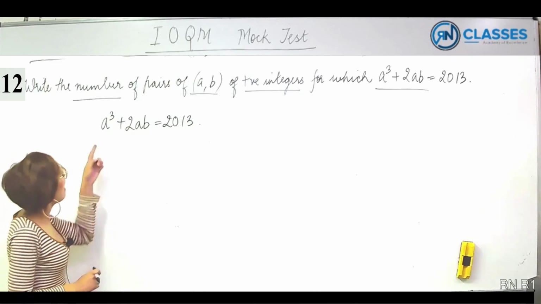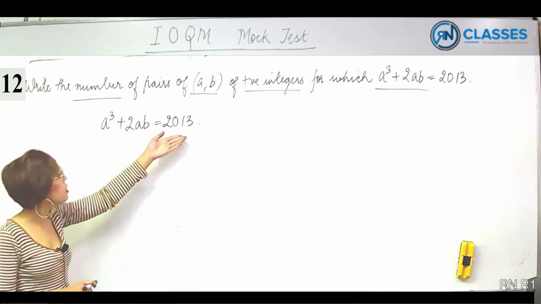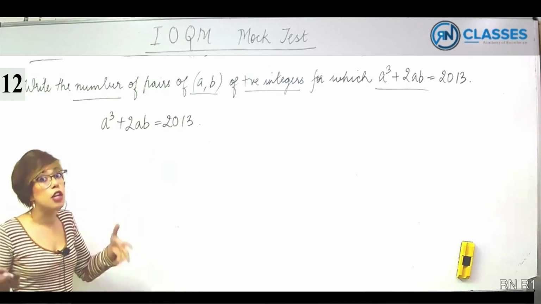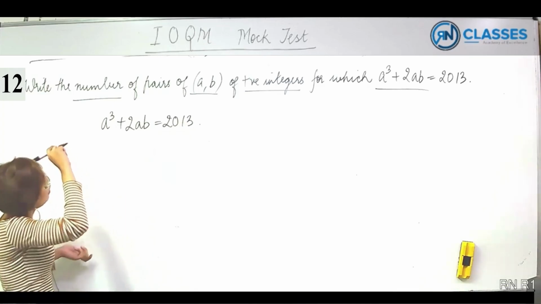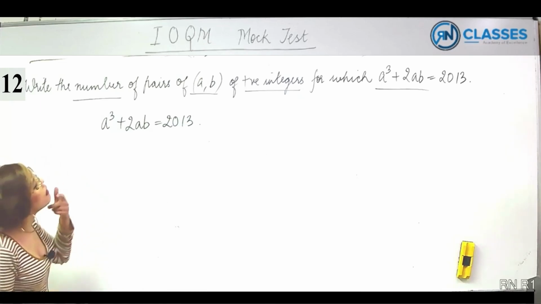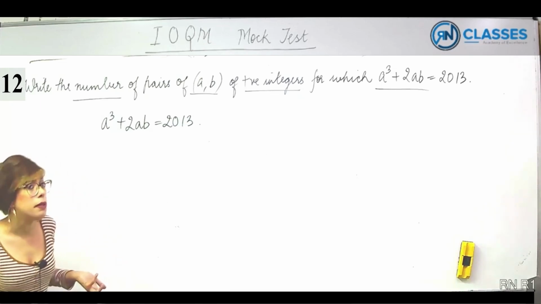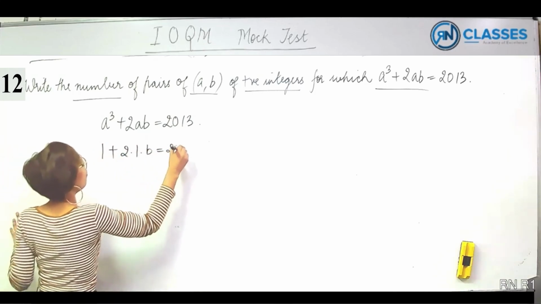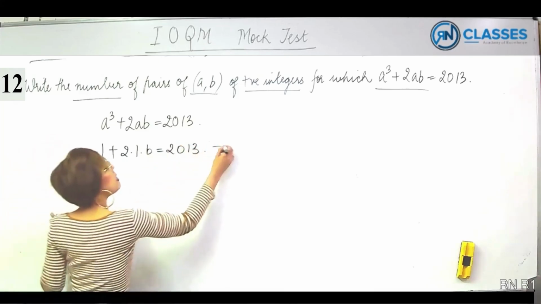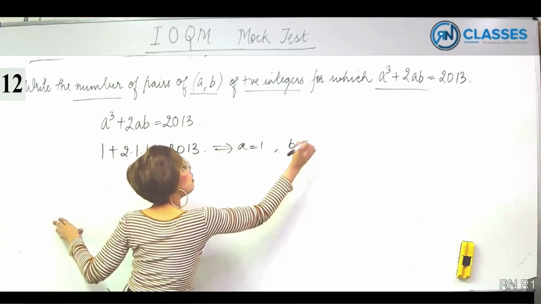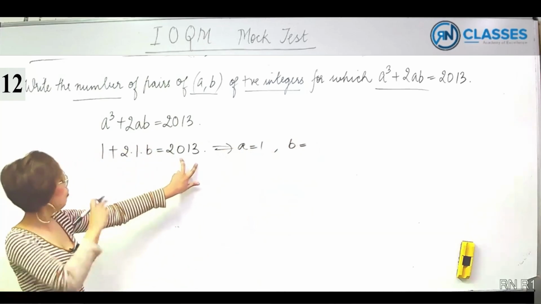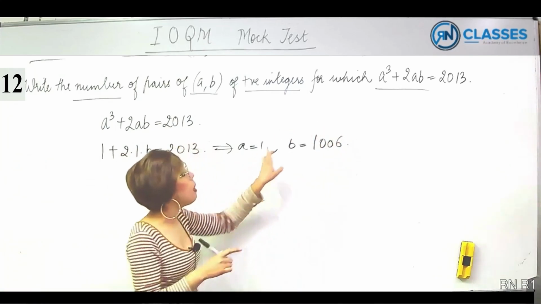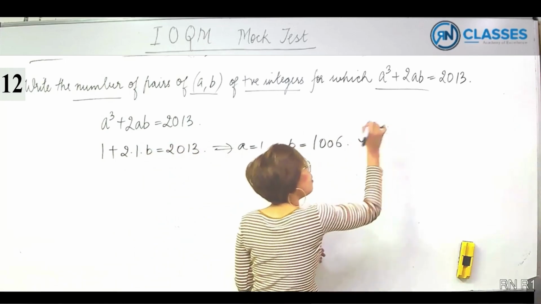Now, mind it, here I have A cube and here I have 2013. This is a very small number because when we cube numbers, it becomes very large very quickly. So, let me see. A is a positive integer, so the minimum possible value of A is 1. So, 1 plus 2 into 1 into B is equal to 2013. That means when A is equal to 1, I will get a natural value of B. Why? Because this is 2012 divided by 2, that is 1006. So (1, 1006) is one such ordered pair.